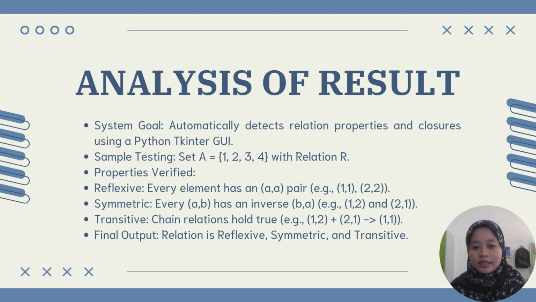Second is the symmetric property. This means every (a, b) pair must have an inverse (b, a). As you can see from our example, the presence of (1, 2) matches with (2, 1). Third, it verified the transitive property where chain relations hold true. For example, the combination of (1, 2) and (2, 1) correctly maps to (1, 1).